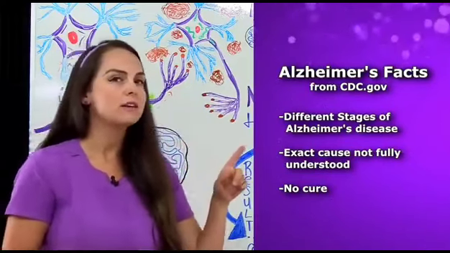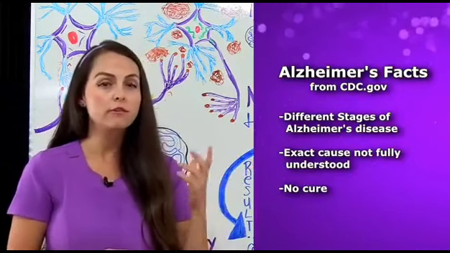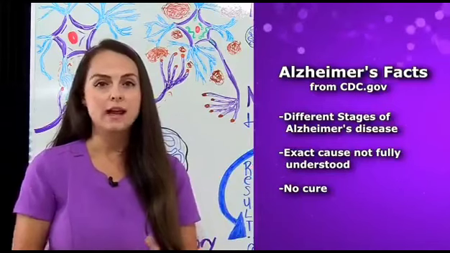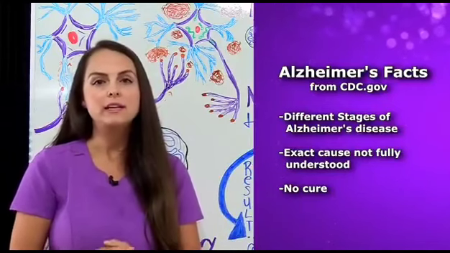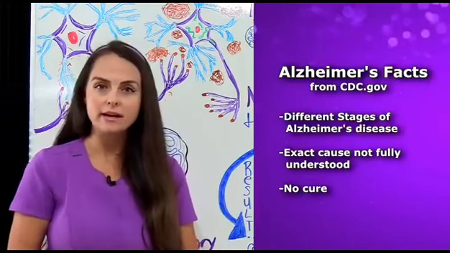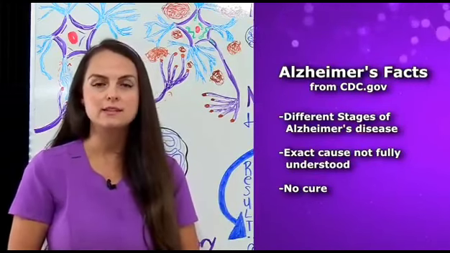The exact cause of Alzheimer's disease is not fully understood. They know that there are plaques and tangles, but there's still a lot that we need to learn about this disease. There's currently no cure, but there are medications available to help decrease symptoms.